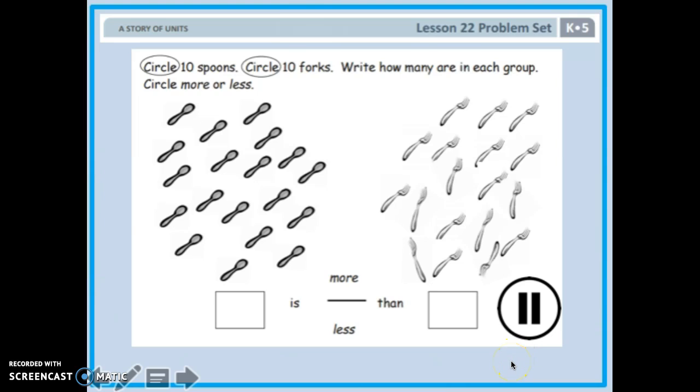Okay, this is a little bit tricky. Listen very, very, very carefully. You're going to be comparing this number and this number. You know this power word says is. This one says more, and this one says less. So this number is more than this one, or this number is less than this number. You're going to circle more or less depending on the answer.